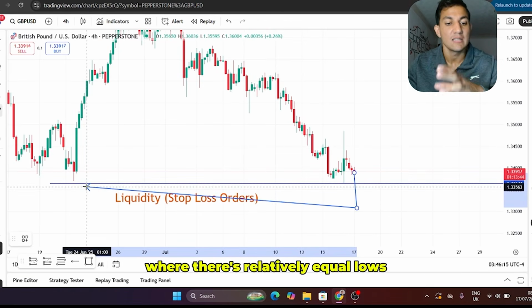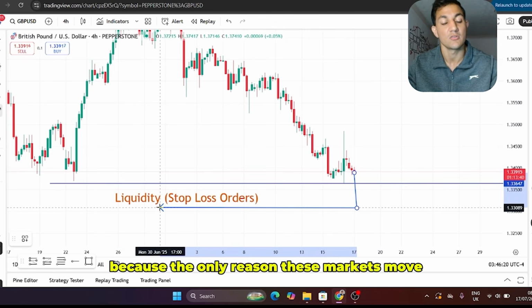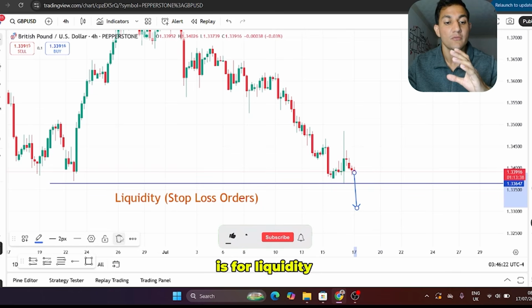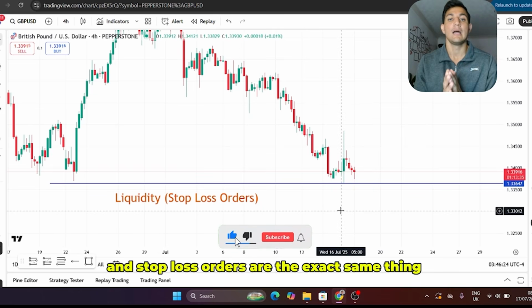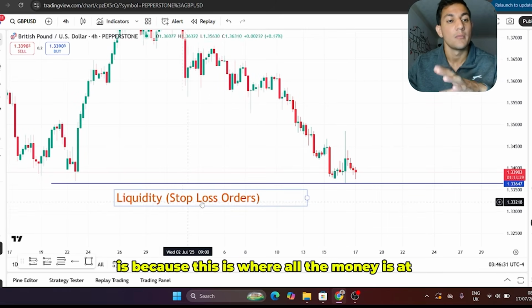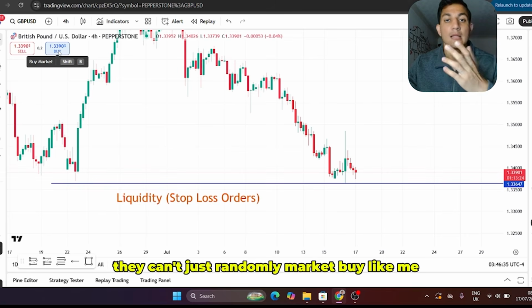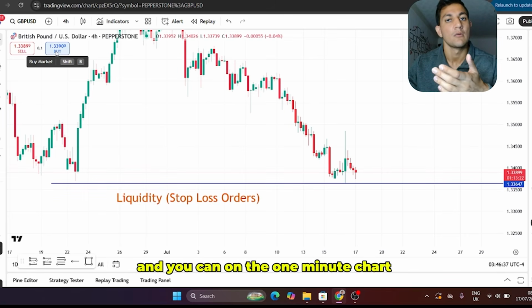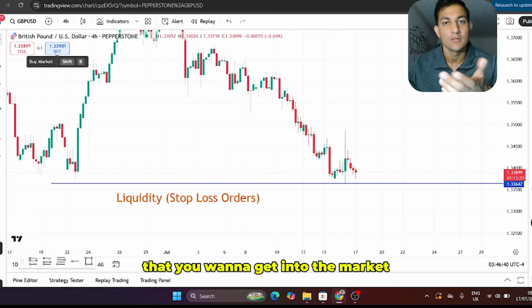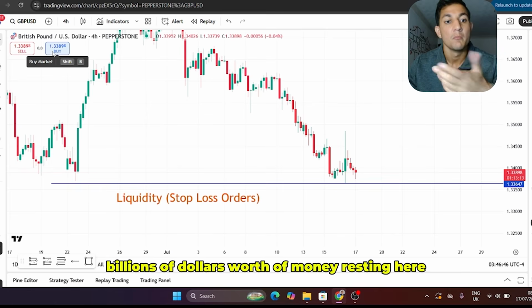Where there's relatively equal lows, and more importantly, there's lots of liquidity, there's lots of stop loss orders, because the only reason these markets move is for liquidity, right? And liquidity and stop loss orders are the exact same thing. And the reason the markets move for liquidity is because this is where all the money's at. Smart money, those with billions, they can't just randomly market buy like me and you can on the 1-minute chart. If you've got $5 billion that you want to get into the market, you're only going to do it where there's major stop loss orders, where there's also billions of dollars worth of money resting here.